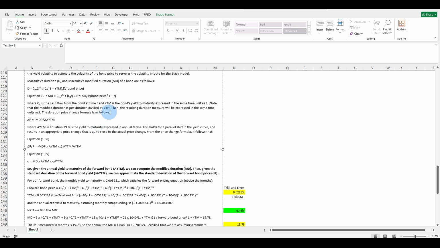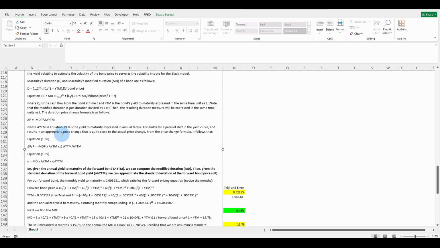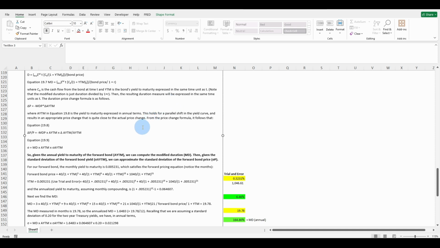The duration price change formula is as follows. We have the modified duration (Macaulay's modified duration) times the change in yield to maturity, where YTM from equation 9.8 is the yield to maturity expressed in annual terms. This holds for a parallel shift in the yield curve and results in an approximate price change that's quite close to the actual price change.